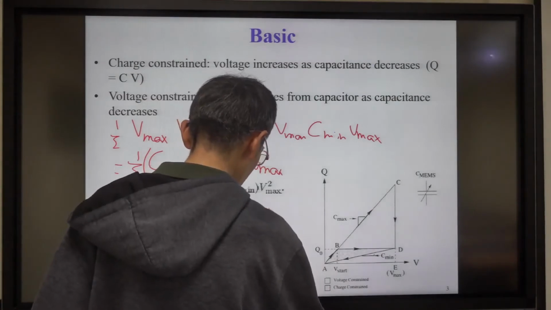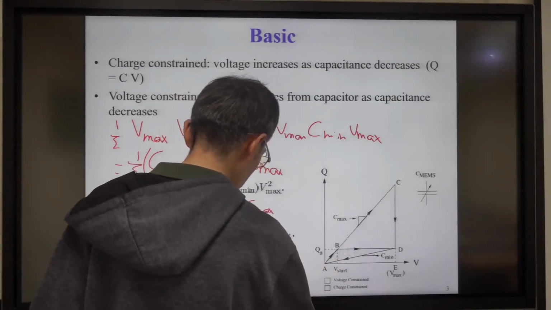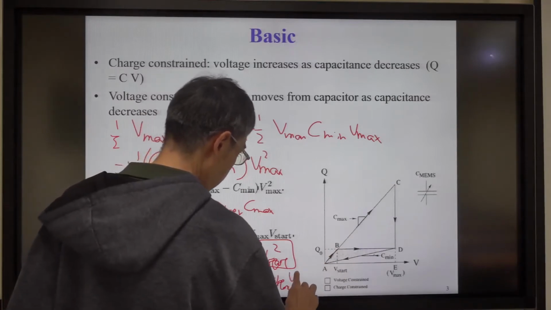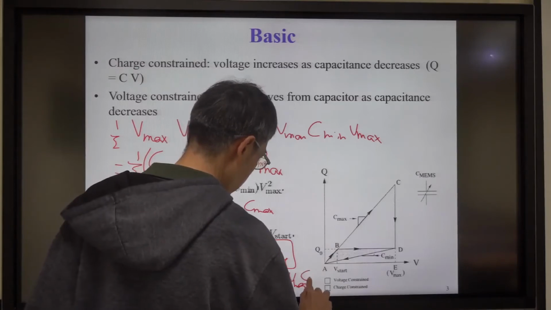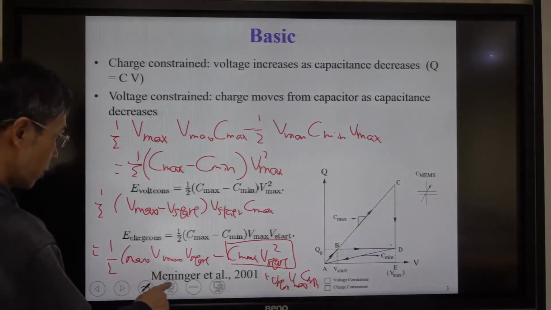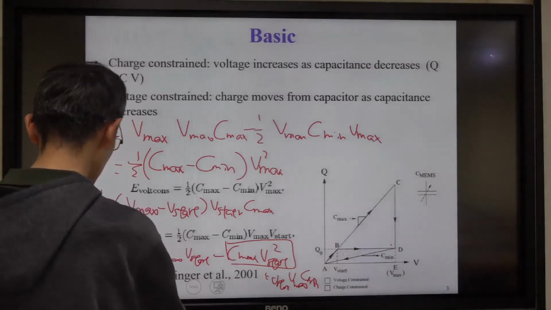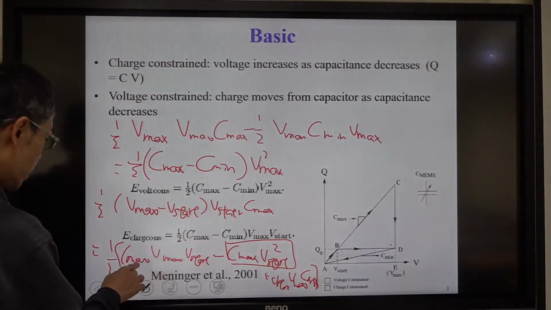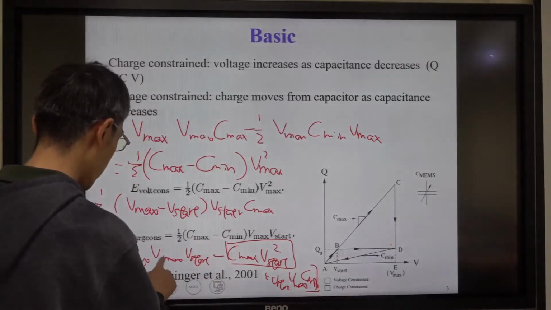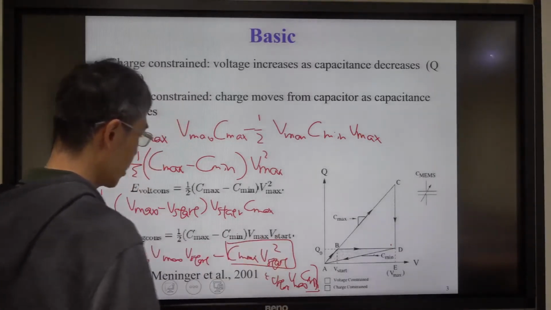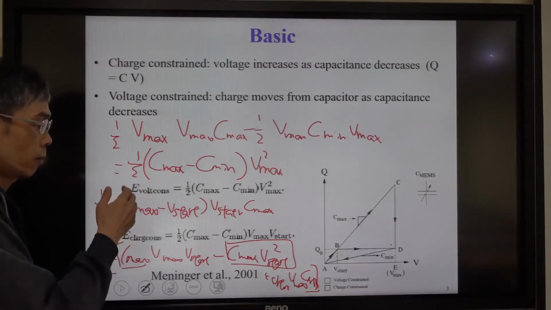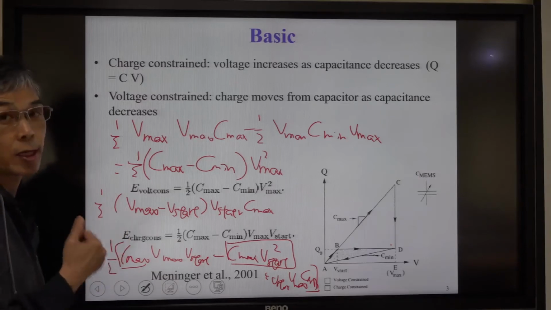we could keep V, you can change this equation into V start, because V start times C maximum equal to V max times C minimum, because this is VE. So we could move 1/2 outside, then C maximum, C minimum inside, and V max, V start outside. So yes, we get these two equations. These are the two basic equations for electrostatic energy conversion.